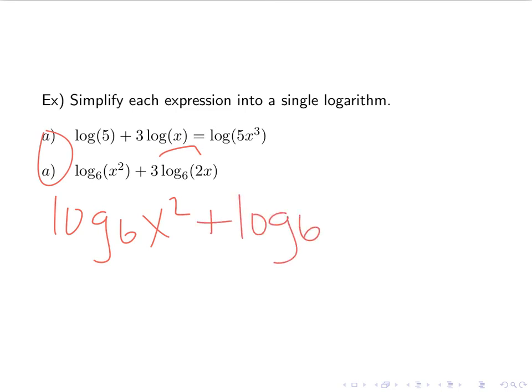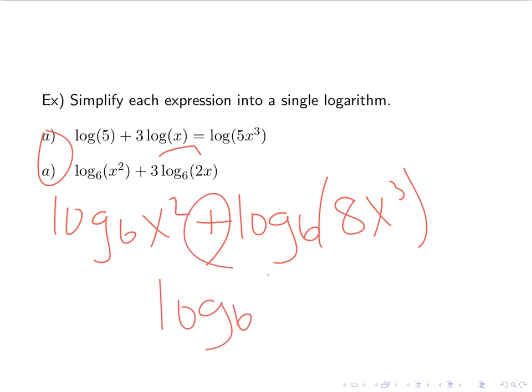So here I know it's tempting to call this log base 6 of 2x cubed, but don't forget that 2 is also being cubed. So 2 cubed is 8, and then x cubed. So don't forget that whole thing, all of that 2x is being cubed. Now I'm going to do addition, so I'm going to multiply, and I have 8x cubed times x squared. I'm going to add those exponents and get 8x to the 5th inside my log.